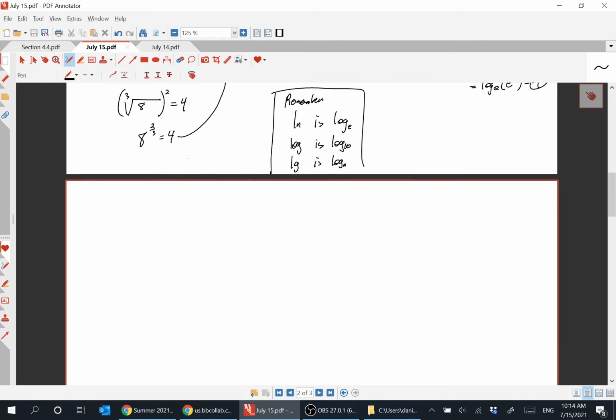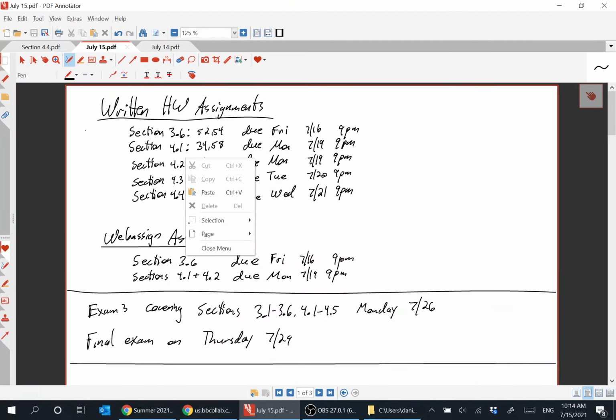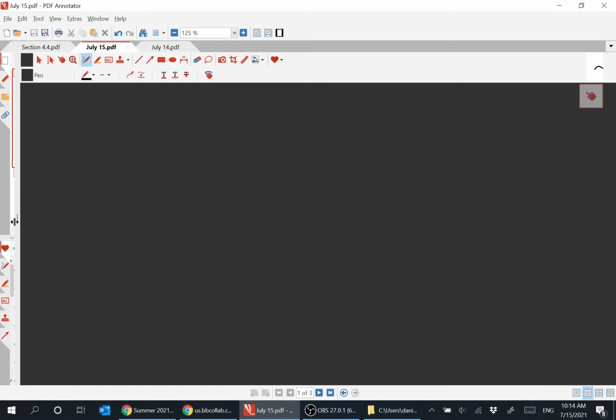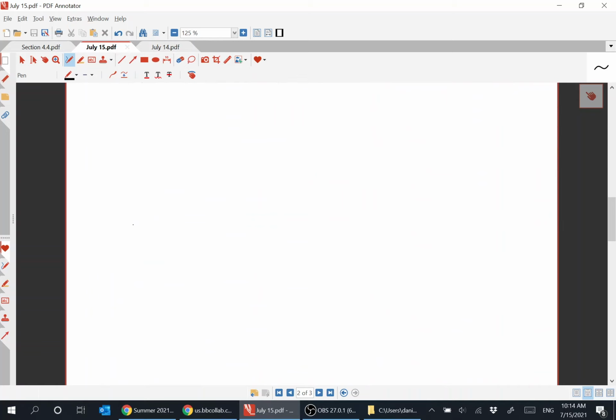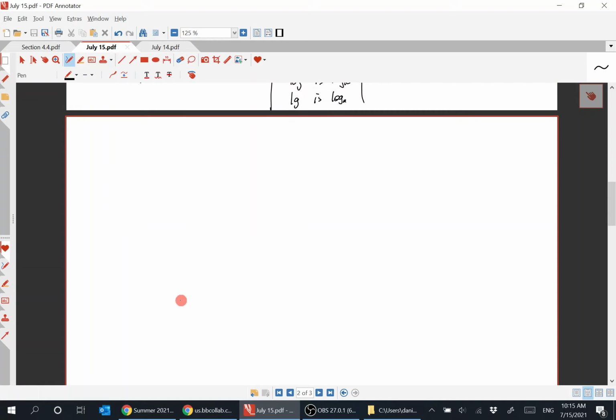All right. So I also assigned 30, 32, and 76. What is 76? Oh yeah, it's about domains. So let's look at some domain problems. How about 75? So find the domain of f of x equal to the log base 3 of x squared minus 1.